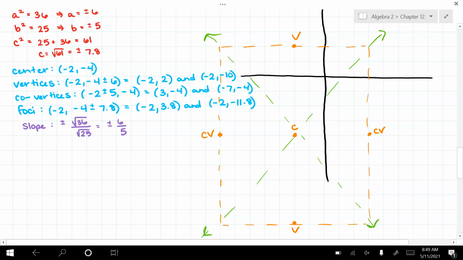Okay, and so these ones, remember all of those branches go off of your vertex point. So this is going to open up and down. And then I'm just going to graph those last couple points in, those foci points. So we're going to go just a little bit beyond the vertices. So there's one.